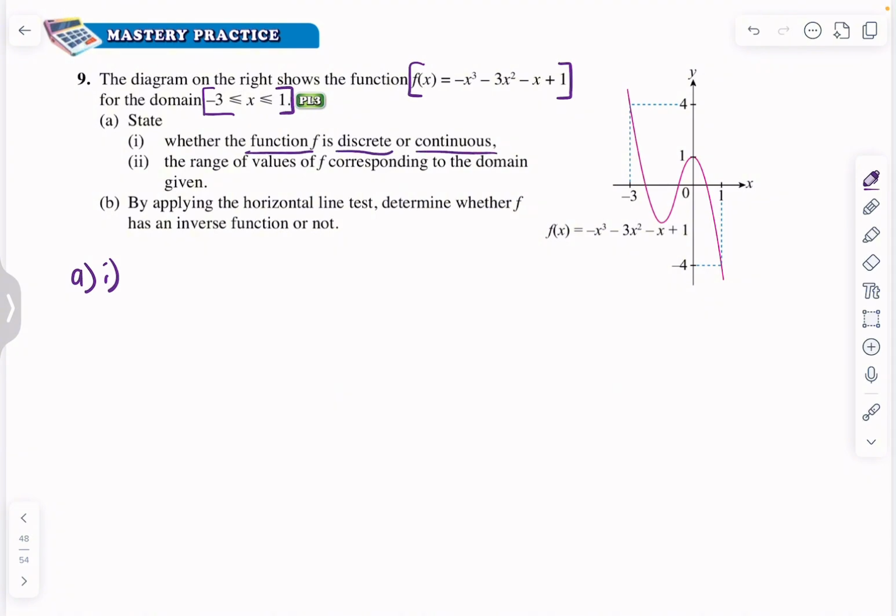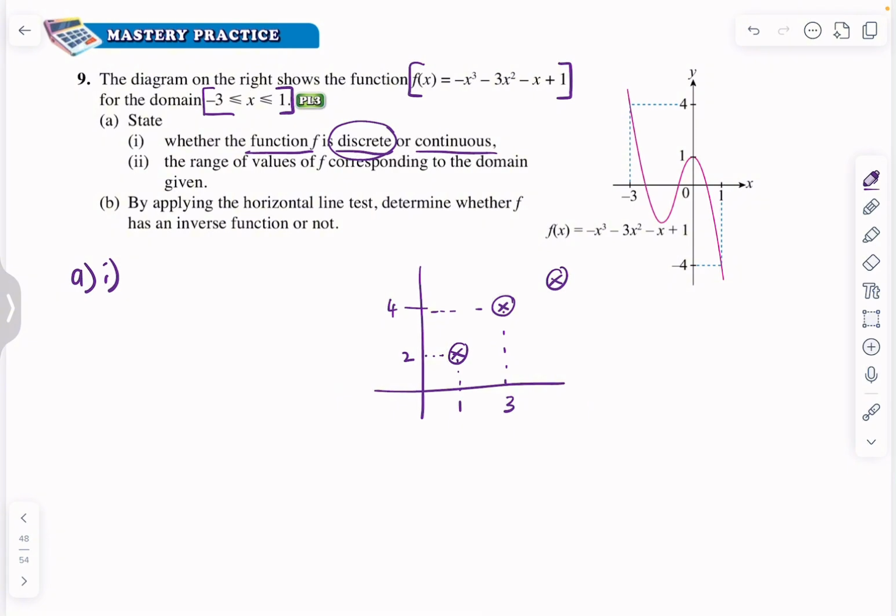If it's a discrete function, that means it will have discrete values. So you will know when x is 1, y is 2. When x is 3, y is 4, and so on. This is discrete. That means you have single numbers. It doesn't have anything in between.